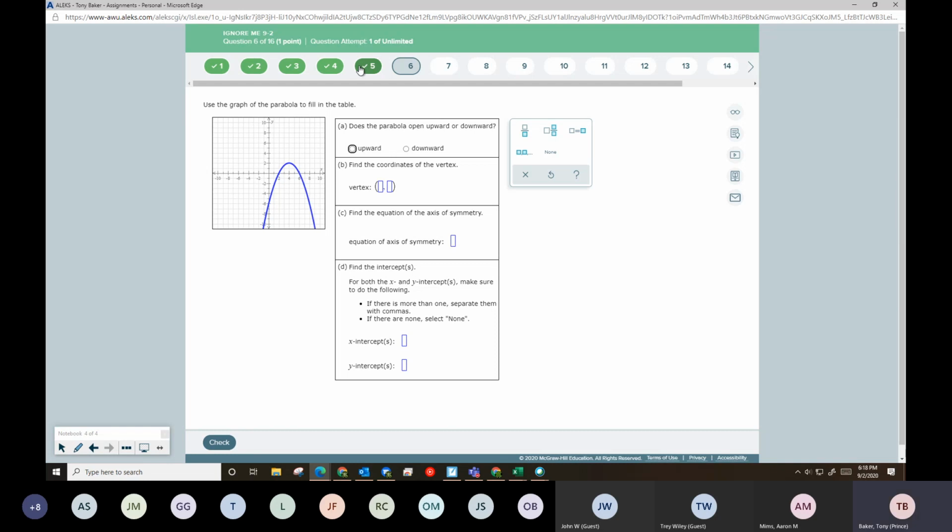All right. Any questions on identifying functions and the relationship? Or is everybody good there?